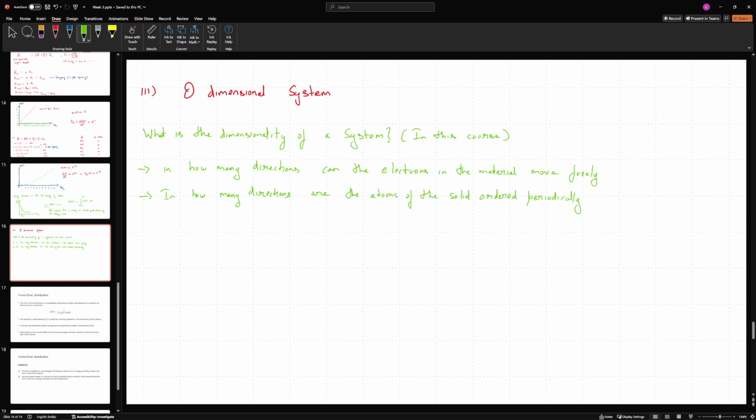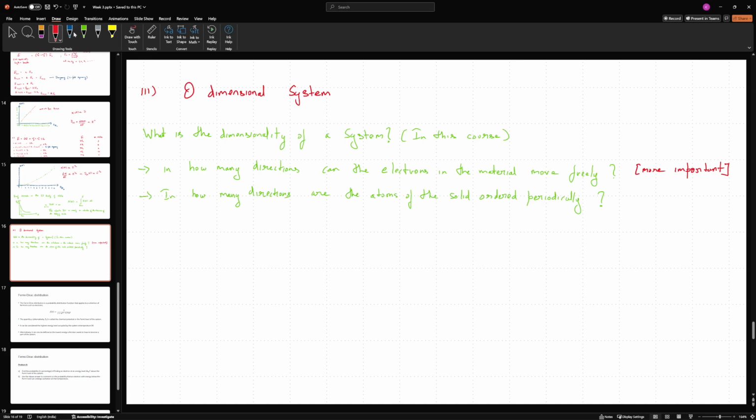So these are the two questions I need to ask. The first question, in how many directions are my electrons free, is more important than the second. But the second and the first are almost always related, because of course electrons come from the atoms. So in however many directions I have atoms, in those many directions I can expect the electrons to move. However, there are exceptions to that. So this is the more important question.